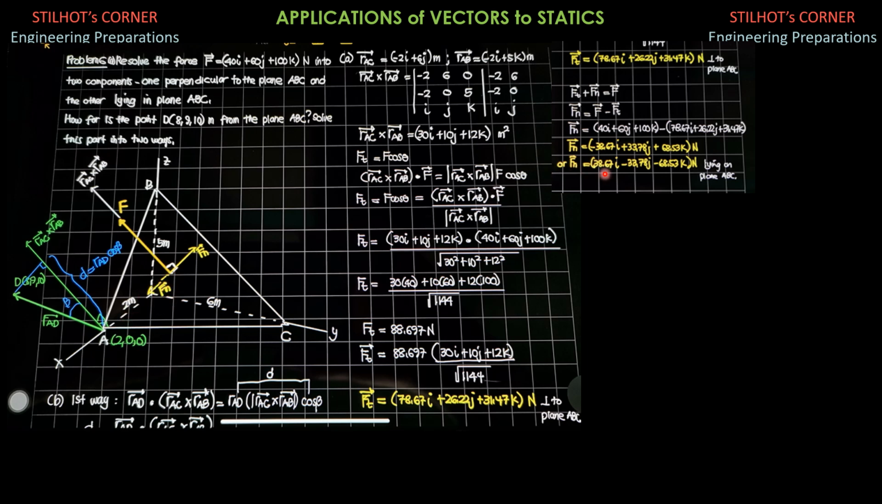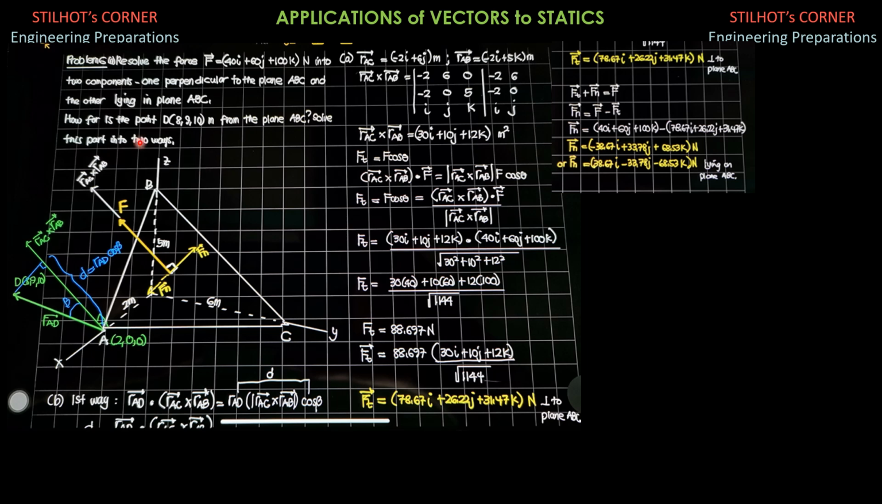The other possible answer is the negative of the first. So 38.67i minus 33.78j minus 68.53k newtons. So these components lie on plane ABC. So that's it for that case.